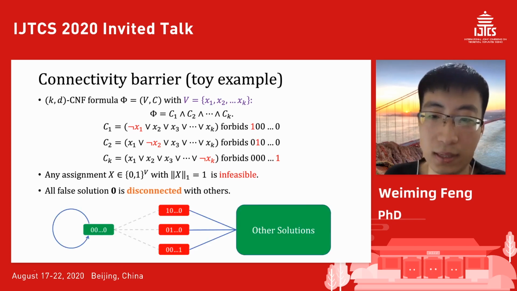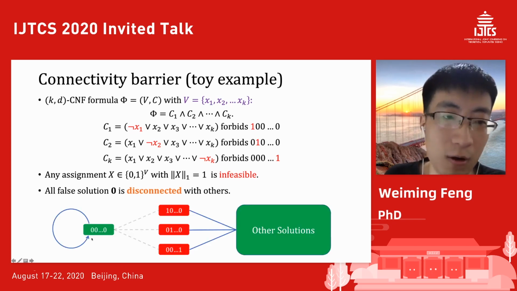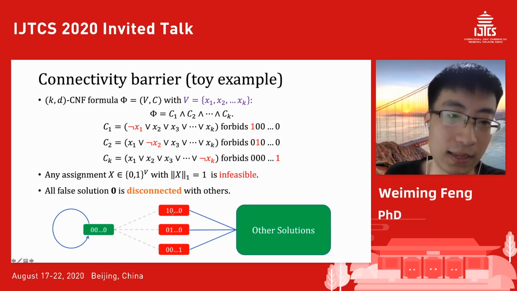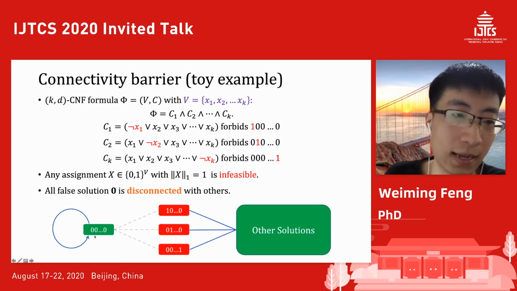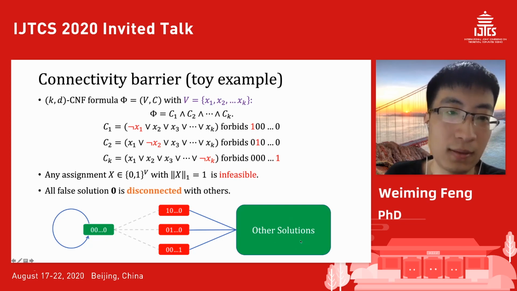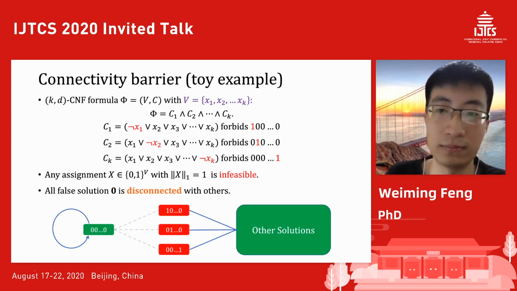Now suppose the global dynamics starts from the all false solution. Each time we pick a variable, but we cannot flip its value because it will give us an unsatisfying assignment. So the global dynamics will always stay in the all false solution, and it cannot converge to the other solution, and it cannot reach other solutions. So the algorithm cannot converge to the uniform distribution over all satisfying assignments.